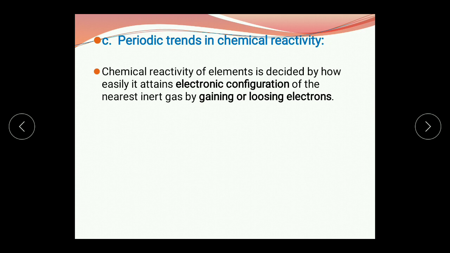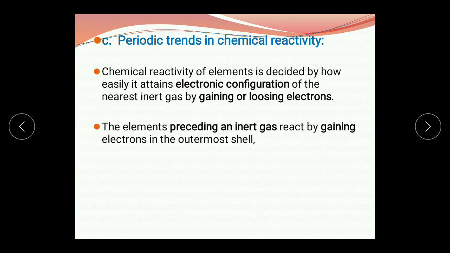And if they achieve that stable electronic configuration, then in that process they form a compound or a molecule. Thus the chemical reactivity depends on how easily they achieve this. The ways we decided were gaining and losing electrons. Now, which elements gain electrons and which elements have a tendency to lose electrons? We can say that by observing the periodic table.